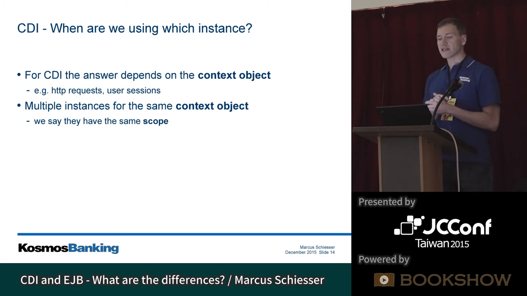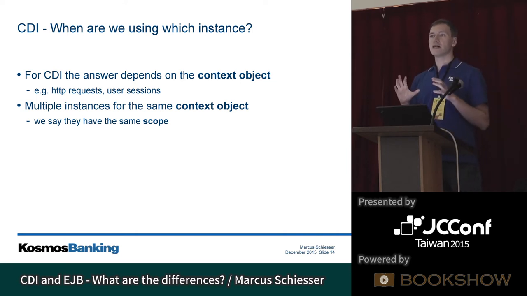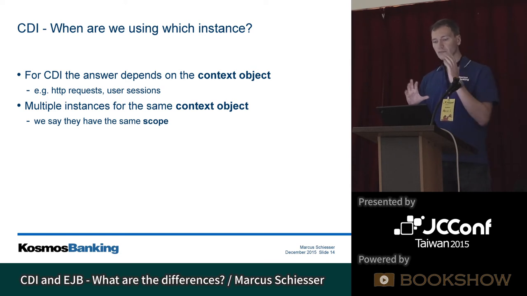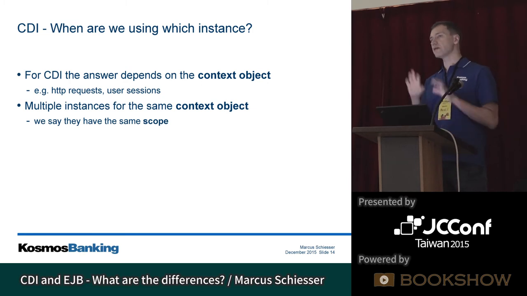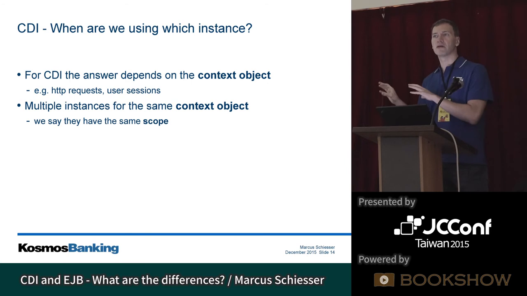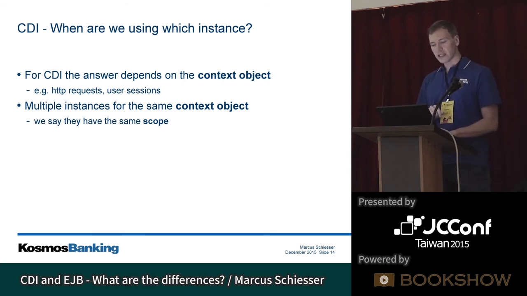For CDI, the answer depends on the context object. A context object in the application, we have a couple of context objects. For example, it's HTTP request or a user session. These are basically context objects, and we could basically bind the lifetime of our bean to the lifetime of the context object. So as long as the context object exists, the instance of our bean is existing. This is all a little bit theoretic now, but we come soon to a couple of examples that explain that a little bit better.